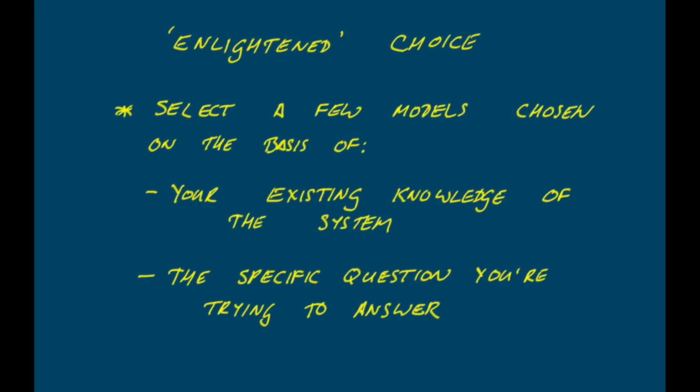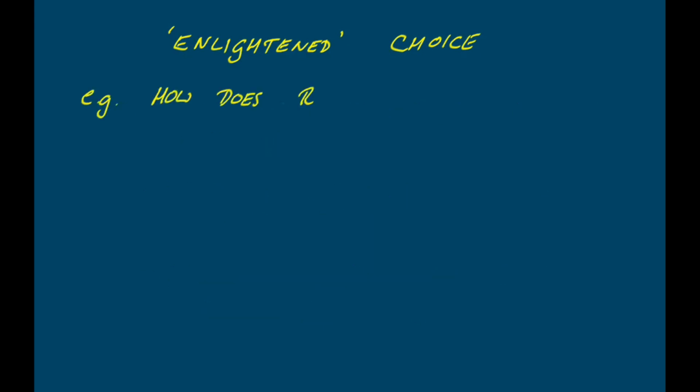So if you've got a good idea of the specific question you're trying to answer, and if you haven't got a good idea of that question, what are you doing fitting statistical models? If you've got a good idea of the exact question you're trying to answer, and you've got a good understanding of the basics of how the system works, you can probably boil your set of candidate models down to 2, 3, 4, maybe 5 models, and you can use those to ask your questions. So let's look at an example of this.